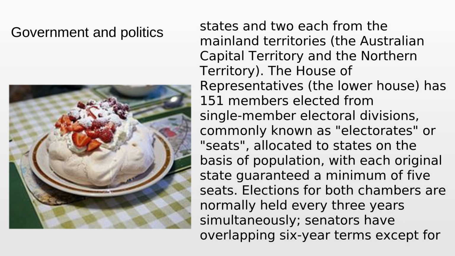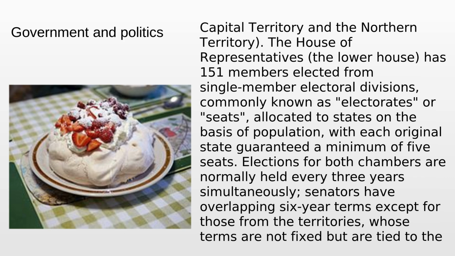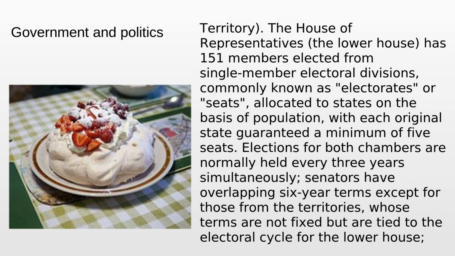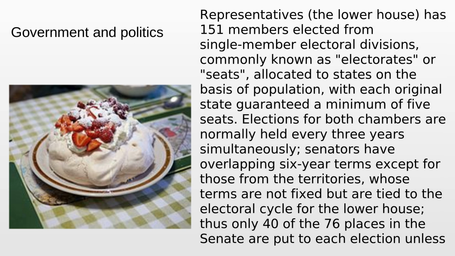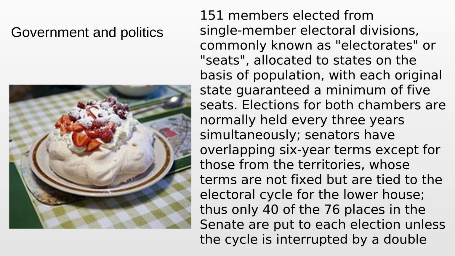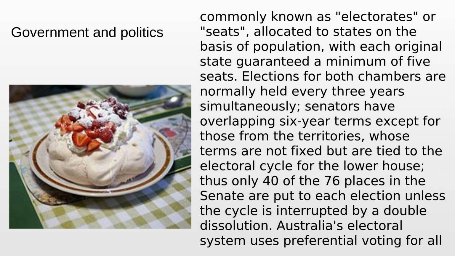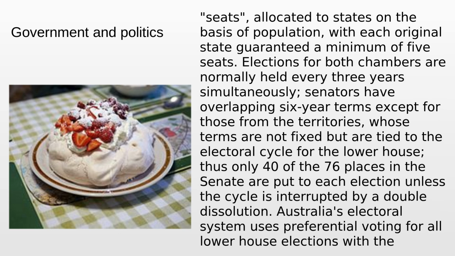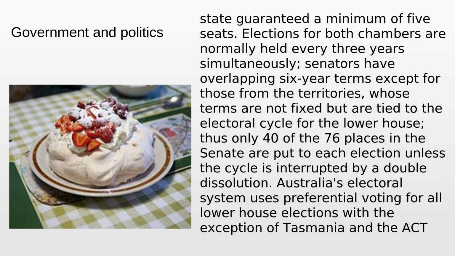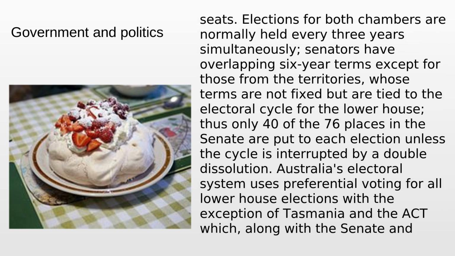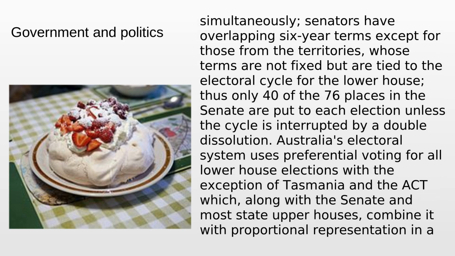The House of Representatives, the lower house, has 151 members elected from single-member electoral divisions, commonly known as electorates or seats, allocated to states on the basis of population, with each original state guaranteed a minimum of 5 seats. Elections for both chambers are normally held every 3 years simultaneously. Senators have overlapping 6-year terms except for those from the territories, whose terms are not fixed but are tied to the electoral cycle for the lower house.